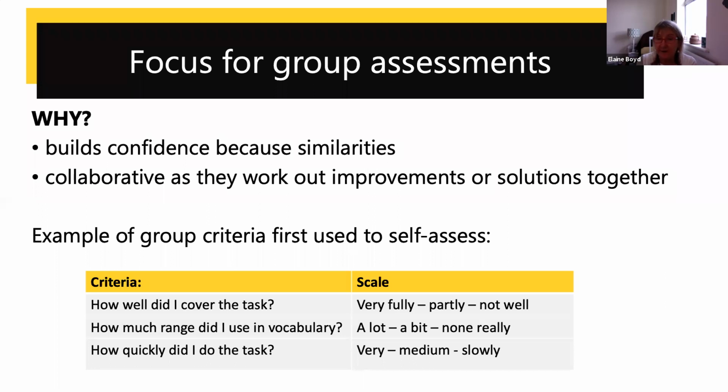Now, if you find, for example, they've all done badly at range in vocabulary, then that's a teaching point for you, isn't it? That's something you've got to go back and help them as a class with some remedial teaching. But the chances are some will have used a lot, some won't, and they can help each other, and they'll all be good at different things. So they can all feel positive, and they can all help.